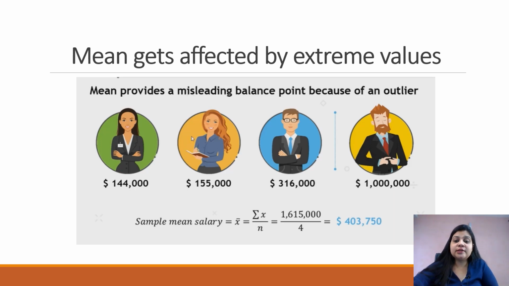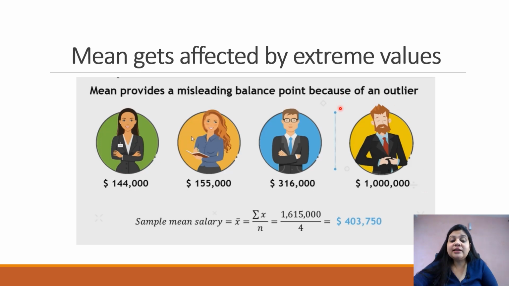If you want to understand the concept of outliers, please refer to my previous video. Now let's say in this scenario, three persons are hired for $144,000, $155,000, and $316,000. But due to more experience in a particular field, a person has been hired for $10 lakh. Now, if I calculate the mean of all these four people, it will come out to be $403,750, which has increased from $178,000 in the previous example. So in this case, my mean is affected by the salary of the experienced person.